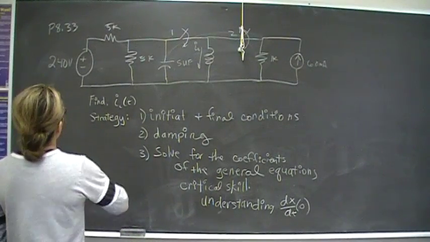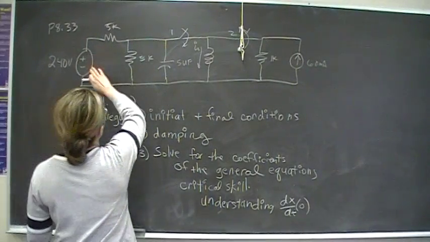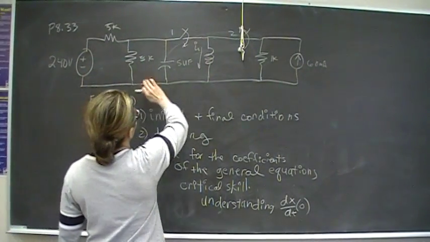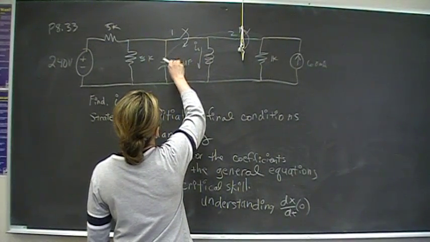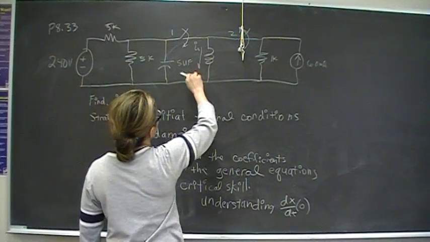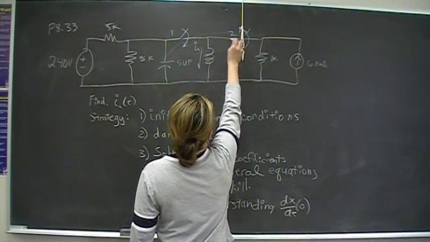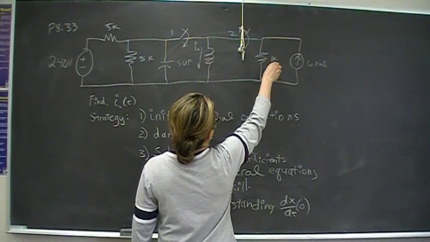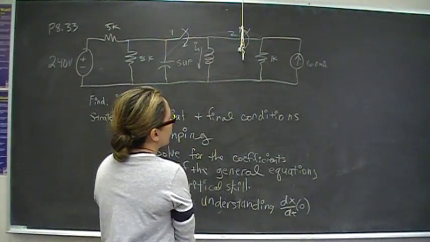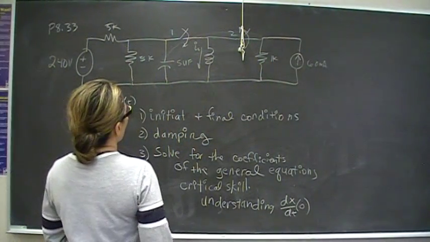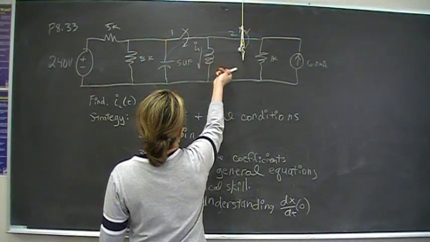So in this problem we have a 240 volt source connected to a 5K resistor, another 5K resistor in parallel with a 5 microfarad capacitor, and you have a switch. Switch 1 is open at time 0. You have an inductor, and you have switch 2, which is closed at time 0 but opens. We have a 1K resistor and a 60 milliamp current source. So at time 0, you have this one closing while this one opens.